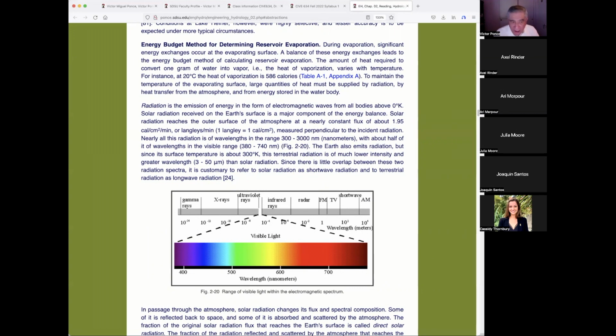Now, look at what it says in here. It says nearly all this radiation is of wavelengths in the range 300 to 3,000 nanometers, with about half of it of wavelengths in the visible range, 380 to 740 nanometers. So look at the electromagnetic spectrum over here. Gamma rays, X-rays, ultraviolet, infrared, radar, modulated frequency, TV, shortwave, I believe this AM radio. AM stands for amplitude modulation, I believe. Yeah, this is amplitude modulation, and this is frequency modulation.